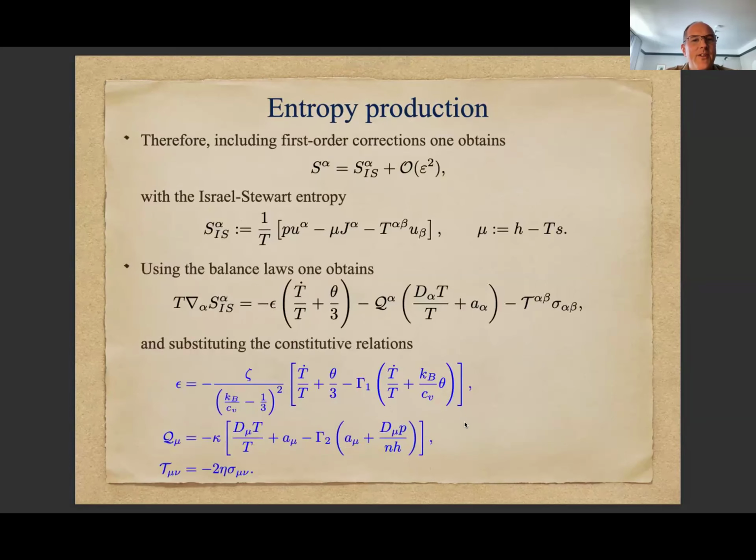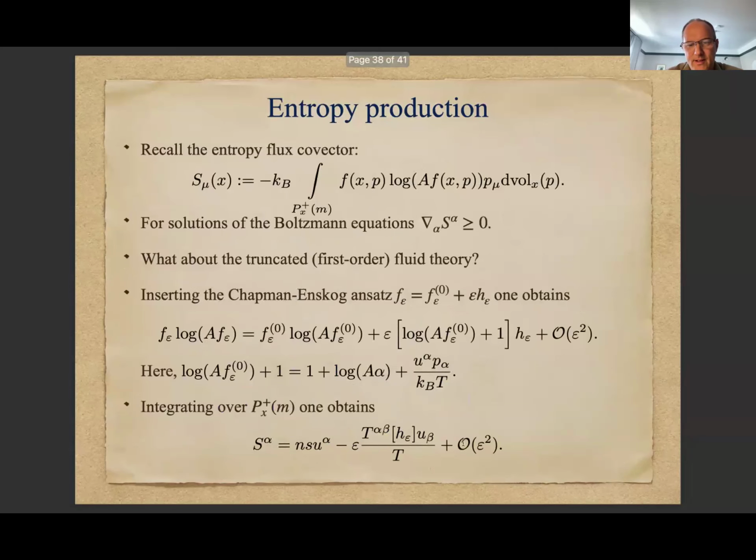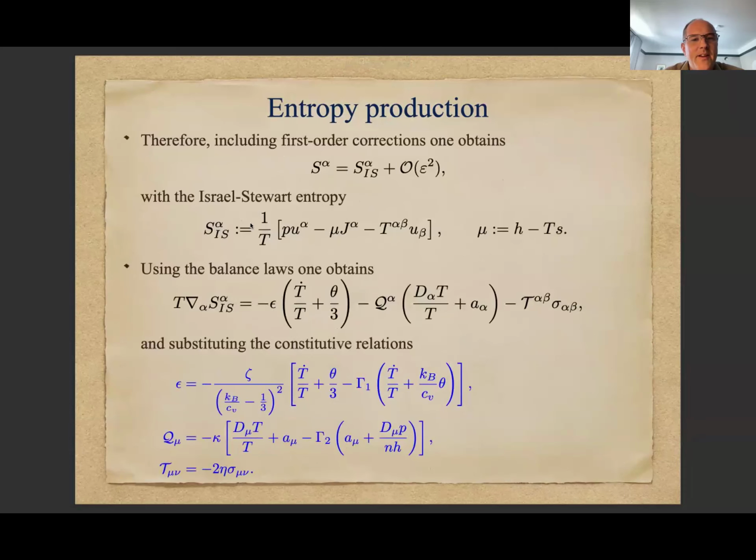And now the interesting thing: you can show that up to this quadratic order, this exactly coincides with what is called the Israel-Stewart entropy in the literature. So the Israel-Stewart entropy is given by this expression here, up to first order. Mu here is the Gibbs potential, so this is the enthalpy minus Ts. And you can check that this expression reduces to this one up to epsilon squared terms.